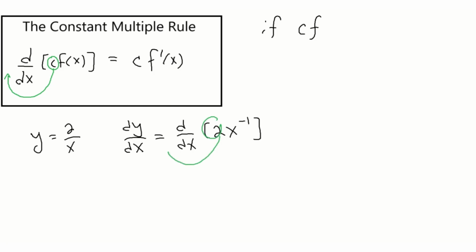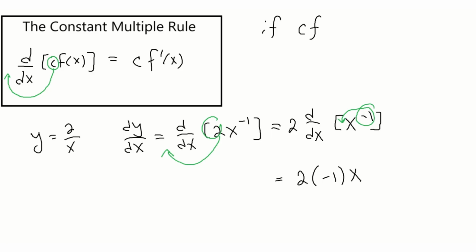Let's pull the constant out and applying the power rule, that gives us 2, that's from our constant, times negative 1, that's bringing the exponent down, times x to the negative 2. And we can rewrite all that as negative 2 over x squared. Pause the video and try the next one.